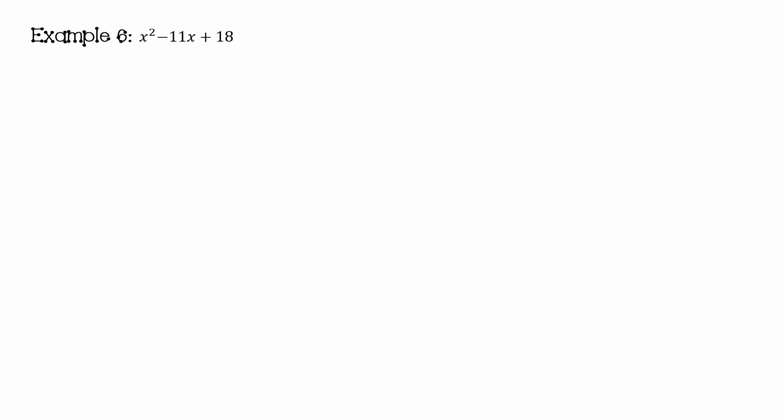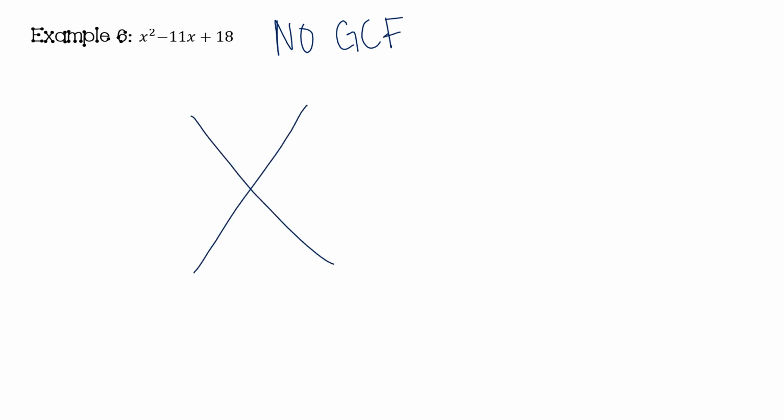So our last example, example 6, x squared minus 11x plus 18. Okay, so it is in standard form, check. It does not have a GCF. If your leading coefficient is 1, then the only thing that you could divide by is 1. So there's no greatest common factor. So we can jump into our star. A is 1, B is equal to a negative 11, and C is equal to 18. So negative 11x, 1 times 18 is 18.